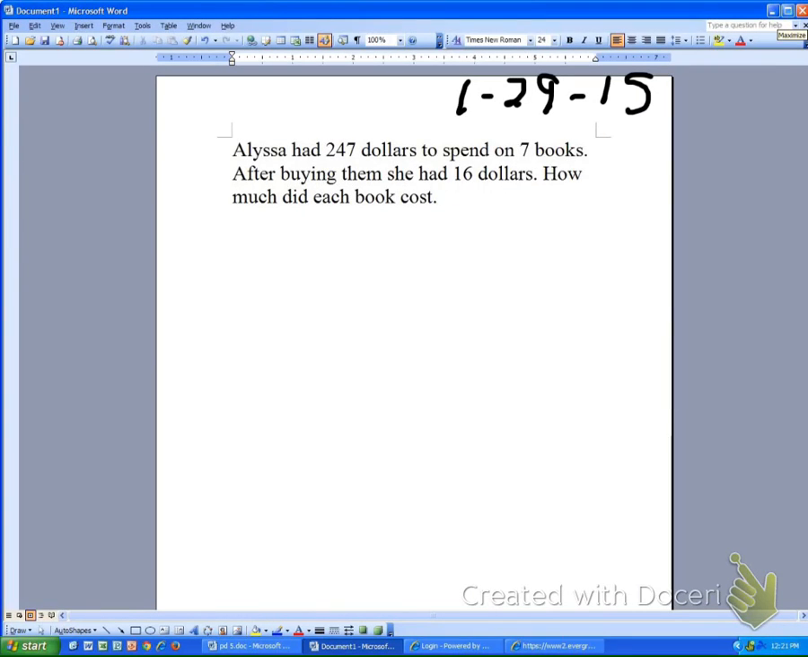Homework for Thursday, the 29th. And again, we're working on story problems and making sure we can read them and understand how to turn them into equations and then solve those equations.